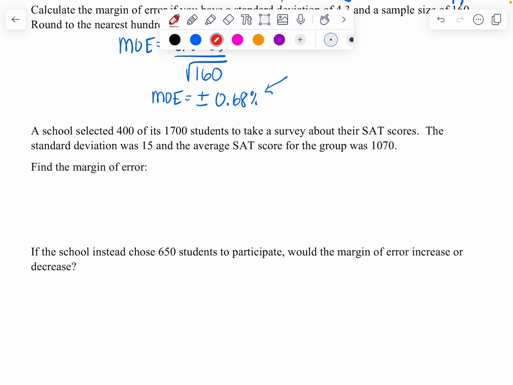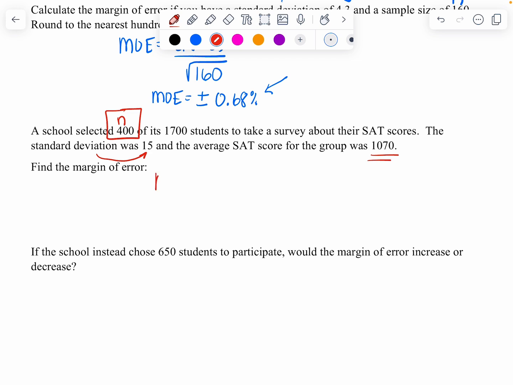A school selected 400 of its 1,700 students to take a survey about their SAT scores. The standard deviation was 15, and the average SAT score for the group was 1,070. That was the average. So let's go ahead and take care of this. Our school selected 400 of its 1,700 students. So our sample size is 400 out of our population of 1,700.